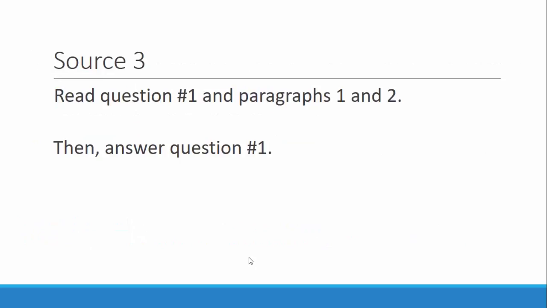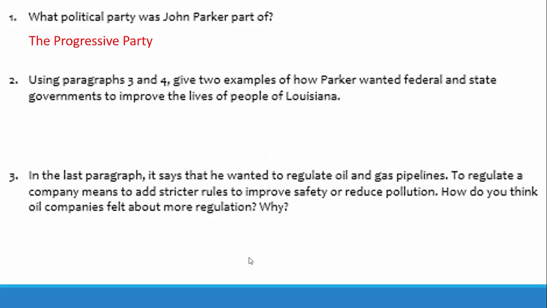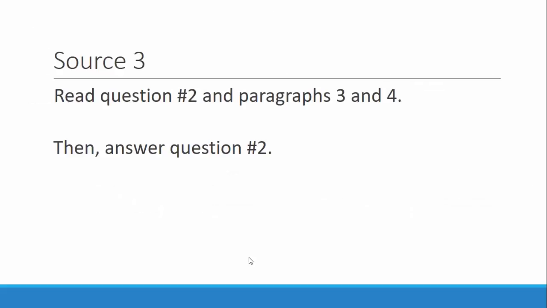All right, for source 3, flip your papers over. You're going to read question 1 and paragraphs 1 and 2 to get that question, and then answer question 1. All right, let's review question number 1. What political party was John Parker part of? He was part of the Progressive Party. Read question number 2 and then paragraphs 3 and 4 to get the question correct.